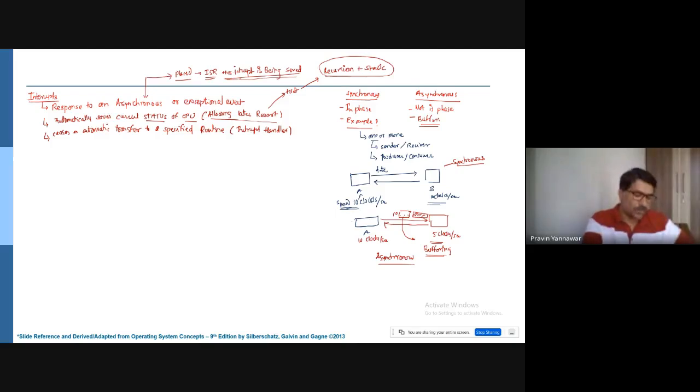So there are almost 5 classes, right? We are going to see that there are 5 classes of interrupts. The first class is the IO interrupt. IO stands for input output interrupts.